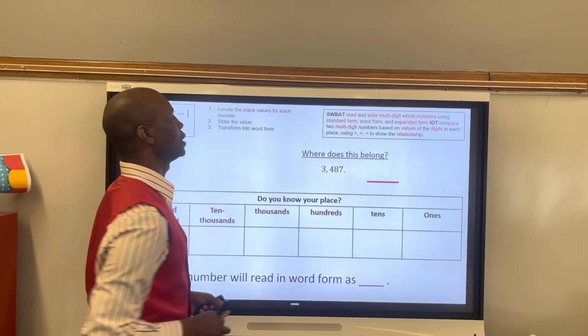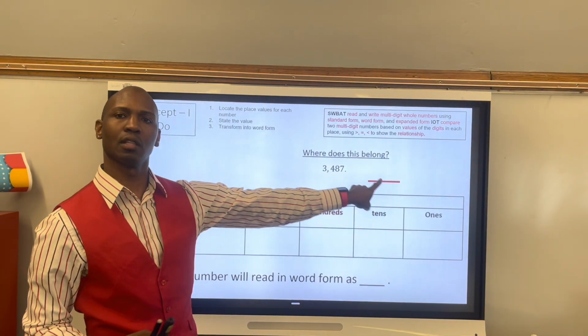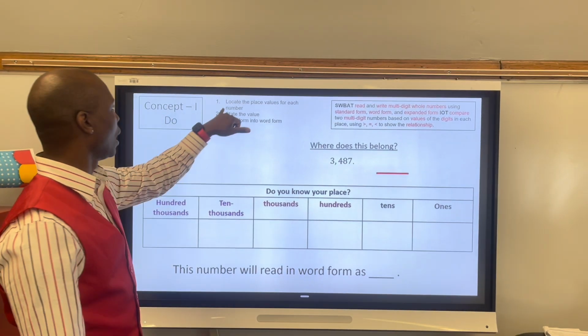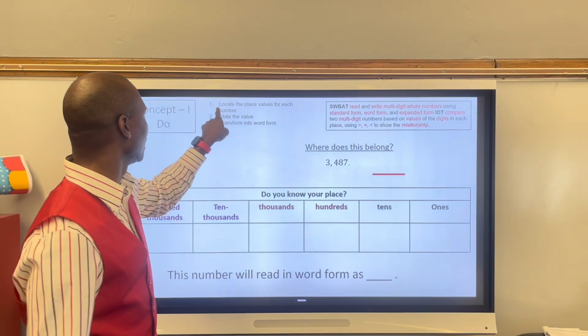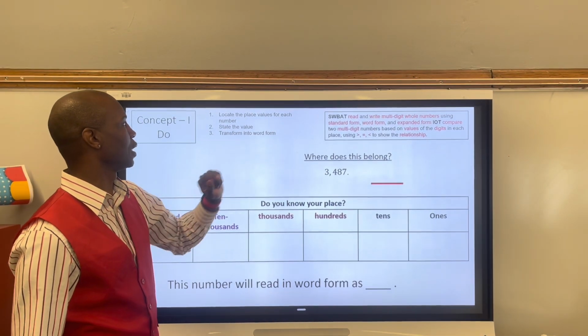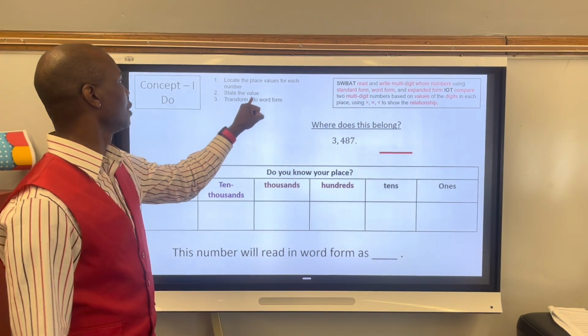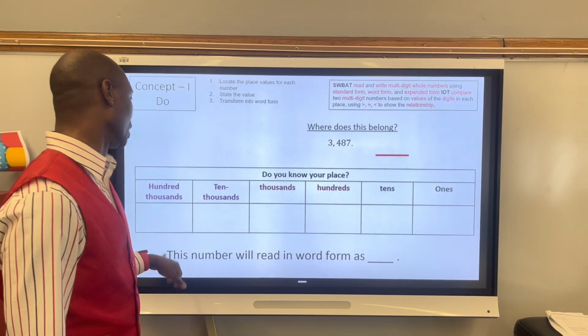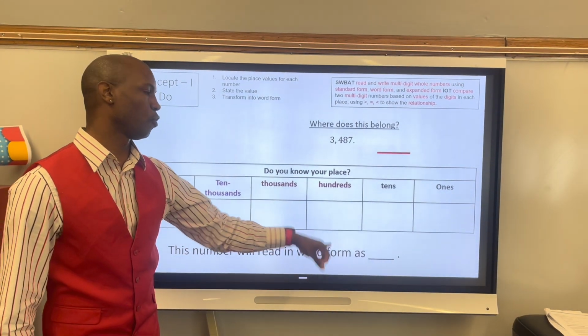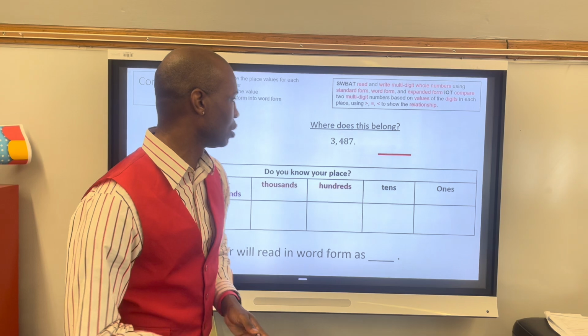So this one is asking me, where does this number belong? What I need to know are three things in this activity. I need to locate the place values for each number. I need to state their value. And then I need to transform it into word form. So this number will read in word form as blank at the end when you look through it.